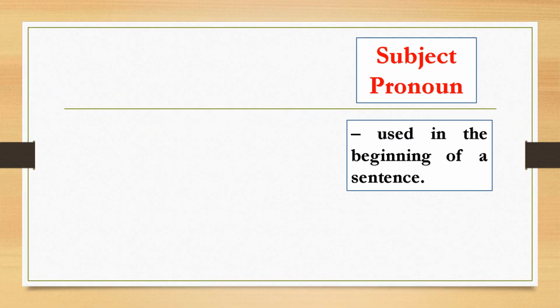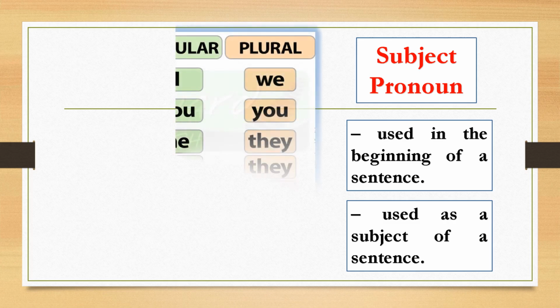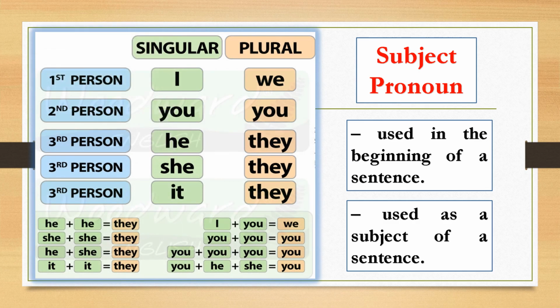When we use a pronoun at the beginning of the sentence, it is called a subject pronoun. It is used as the subject of a sentence. That is why it's called a subject pronoun. I is singular and we're talking about the first person, I, singular. What about we? I plus you equals we, meaning first person plus second person equals we, plural.